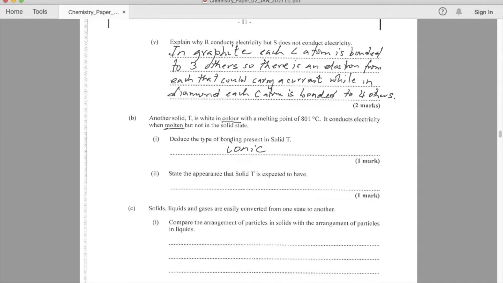State the appearance that solid T is expected to have. So they said it was white in color. I mean, white could only be in color. So we would expect it to have a crystalline appearance. So we'd say crystalline. They said white already. We don't have to put back white. So we just state it's crystalline.